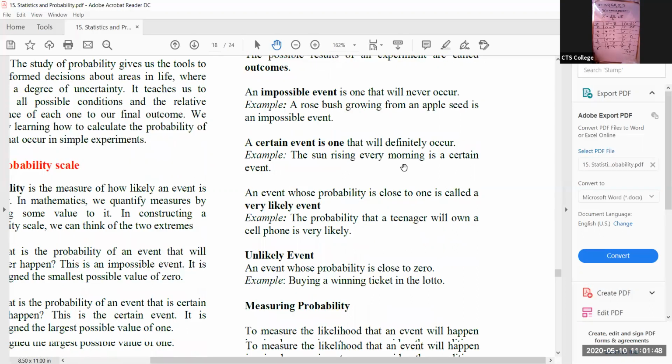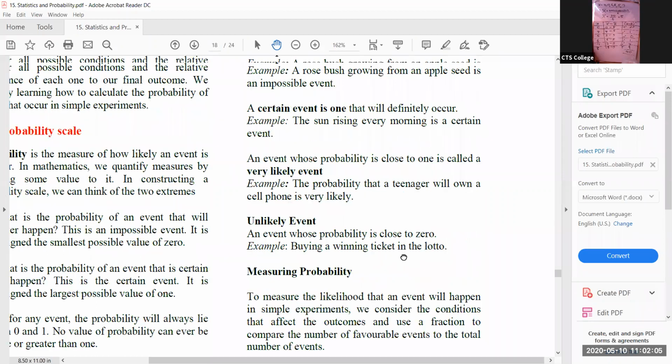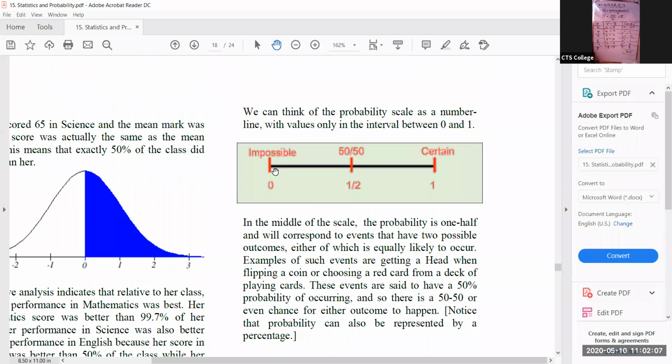An unlikely event is an event whose probability is close to 0. So for example, buying a winning ticket in the lotto. You're not sure you're going to win the lotto. So it's a very unlikely event and your probability will be very close to 0. So on this scale here, your probability of winning the lotto will be somewhere here. Okay?